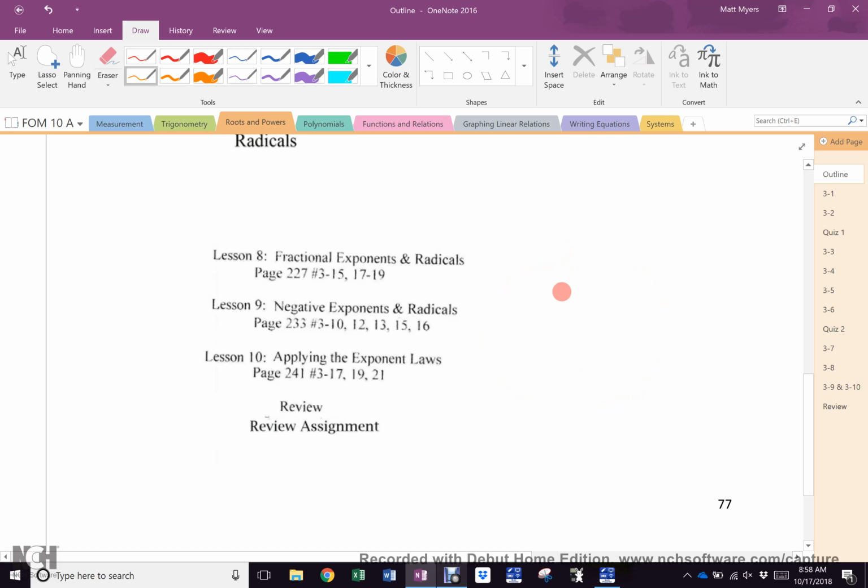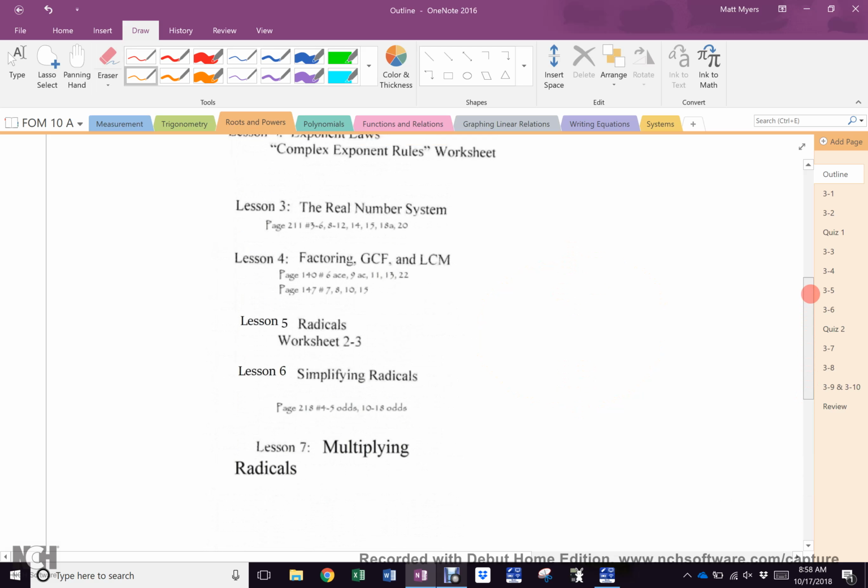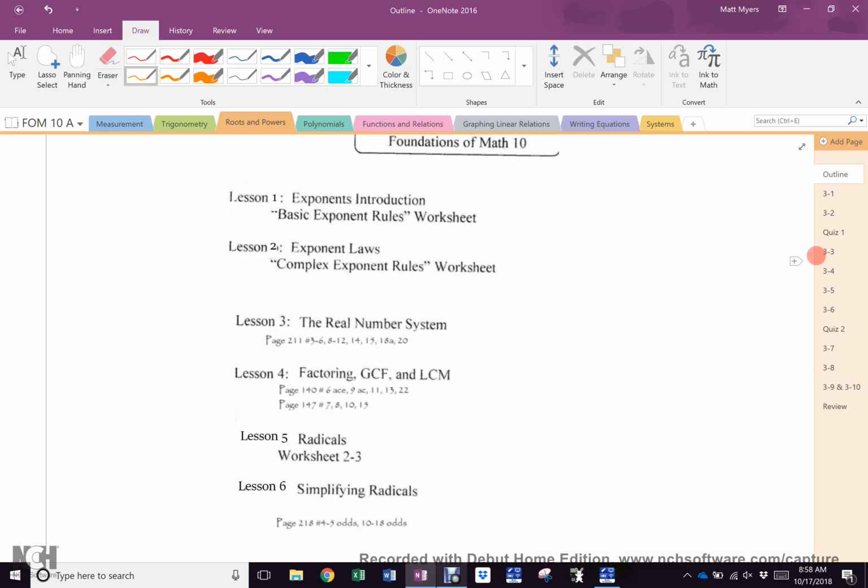You will notice that the first 2 lessons are exponent rules that you all should know from grade 9. Some of you will know everything I am doing in these first 2 lessons. Some of you will know 3/4 of it, and 1/4 of it will be new.